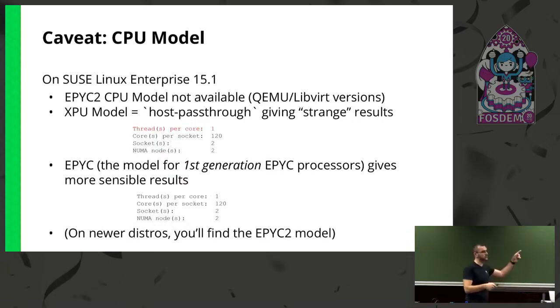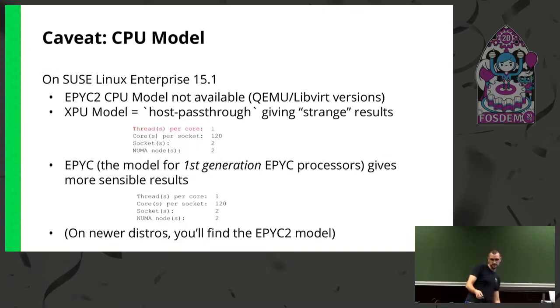And as a matter of fact, the distribution came out before the EPYC platform series of processors was available. So if you use host pass-through, it turns out that in this particular case it doesn't do a good job. And the detail of why is that the threads basically are not exposed correctly. As a matter of fact, there is a CPU model called EPYC, which represents the previous generation of EPYC processors.